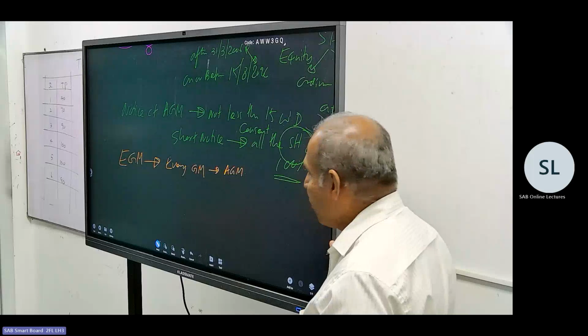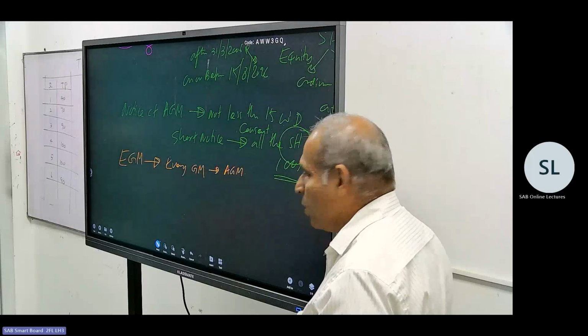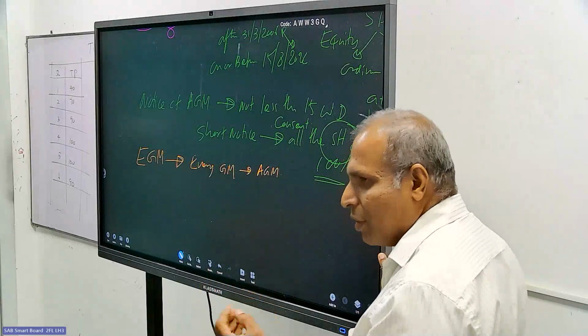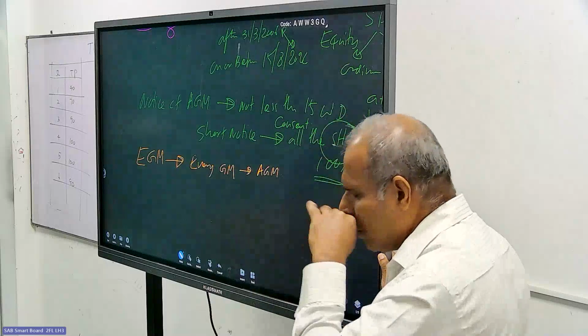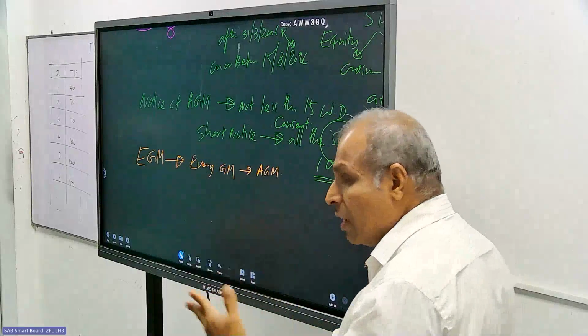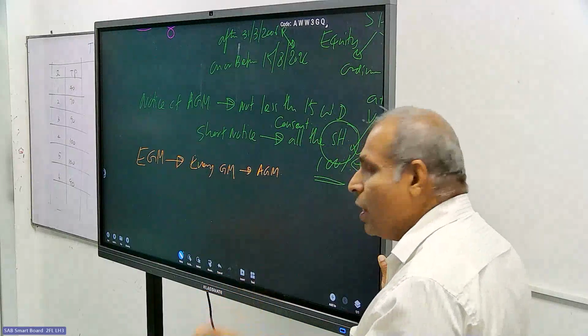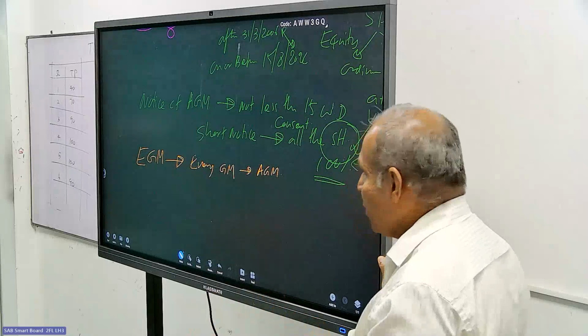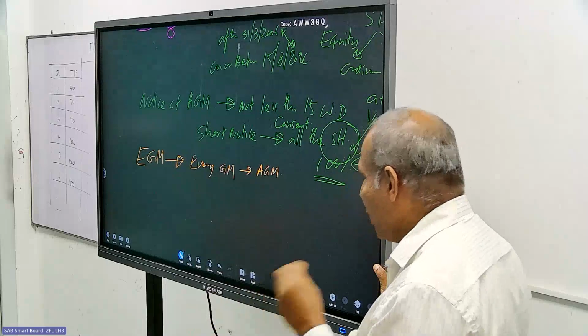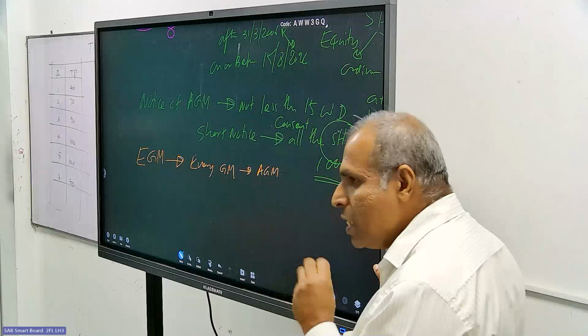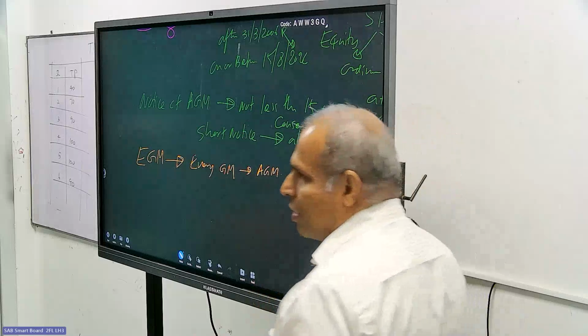The main objective of the EGM is that because of an emergency situation, and being unable to wait until the next AGM, the company immediately calls a shareholders meeting. So this meeting is named as an EGM, extraordinary general meeting.